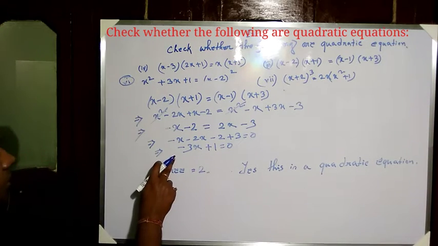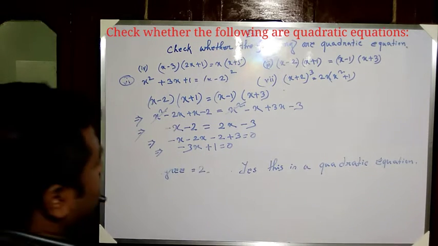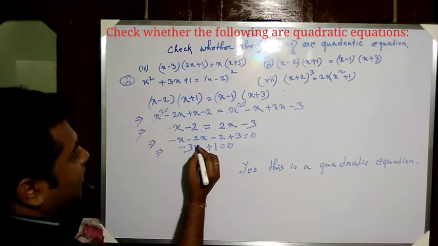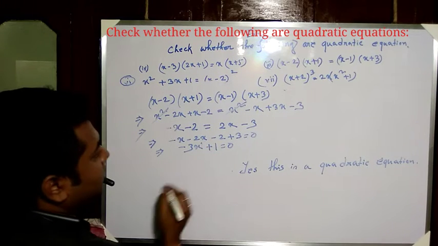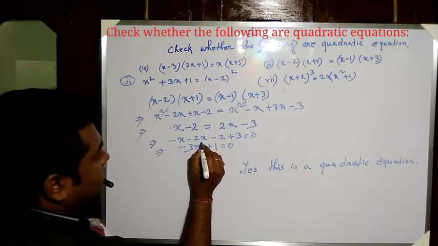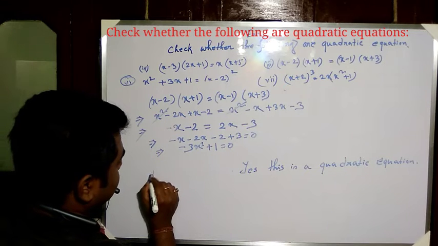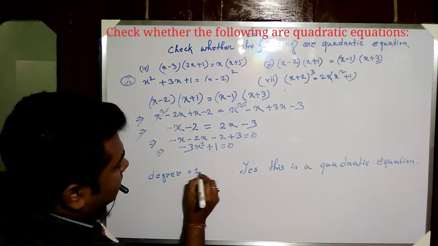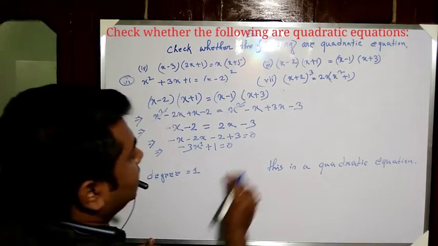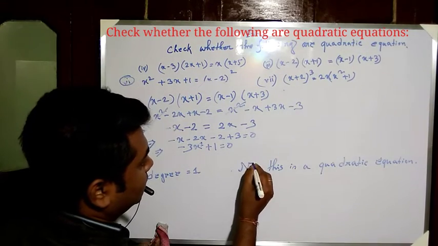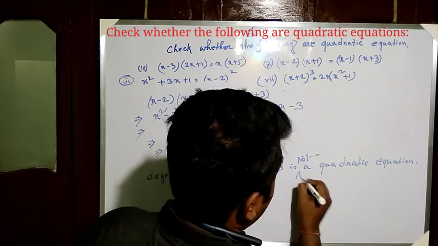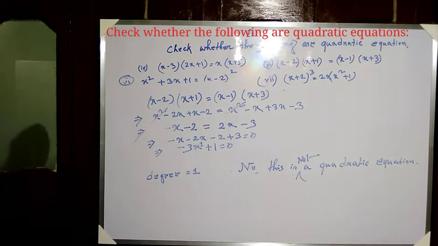See, this equation is without x square. So what is the power of x? 1. So you will write degree equals to 1. Then no, this is not a quadratic equation. Very easy.